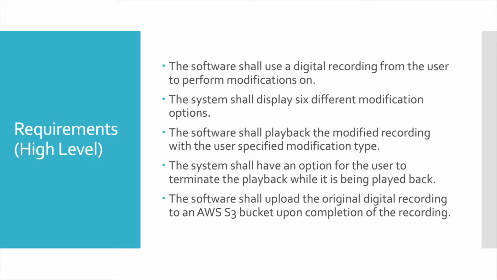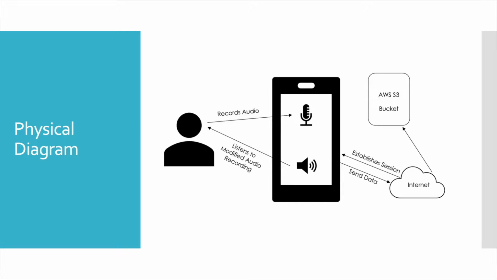Some requirements of this system: the software shall use a digital recording from the user to perform modifications on. The system shall display 6 different modification options. The software shall play back the modified recording with the user-specified modification type. The system shall have an option for the user to terminate the playback while it is being played back. And the software shall upload the original digital voice recording to an AWS S3 bucket upon completion of the recording.